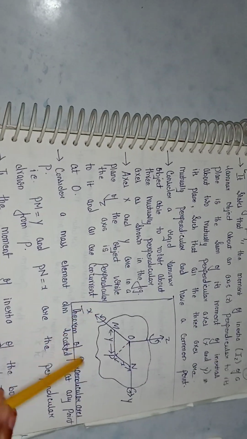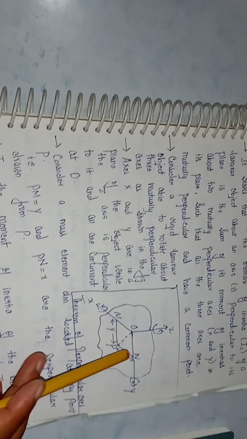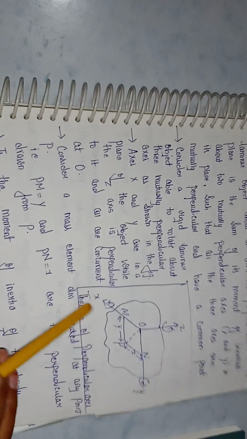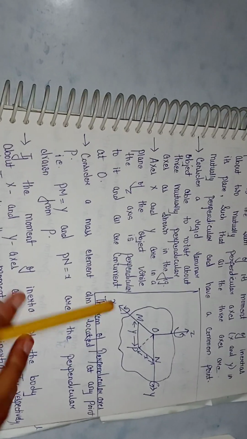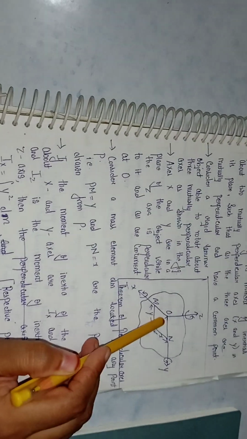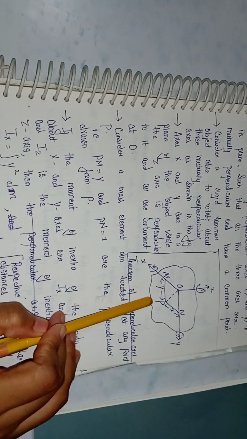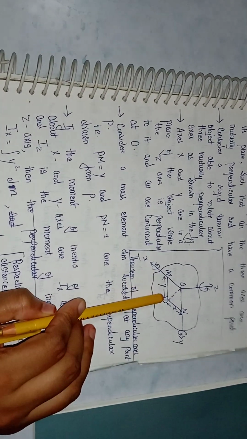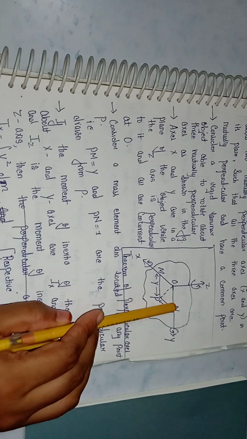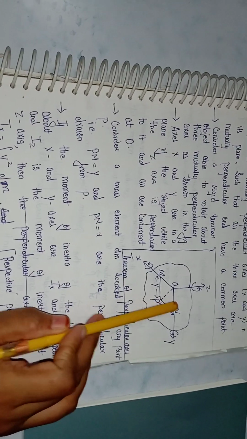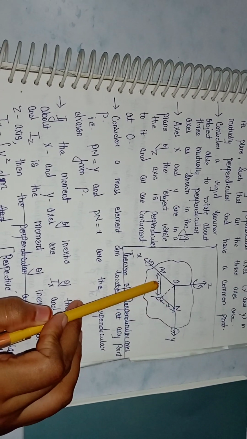So this is the diagram. Consider a rigid object which rotates, and all the three axes are mutually perpendicular. Axes x and y are in the plane of the object, while z is perpendicular to it, and all are concurrent at point O. So if you consider mass element dm, it is located at point P. Pm is equal to y and Pn is equal to x. This is parallel to this, so it will be x and this will be y.